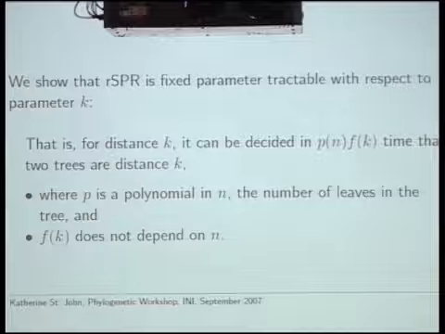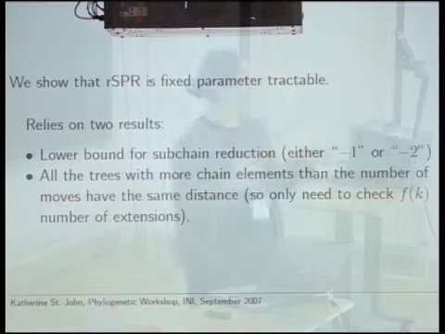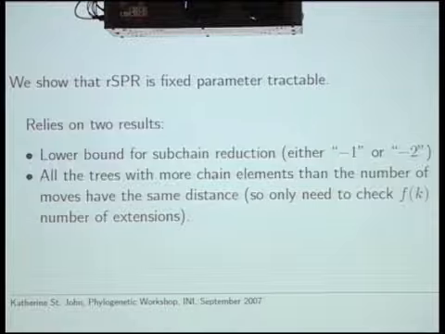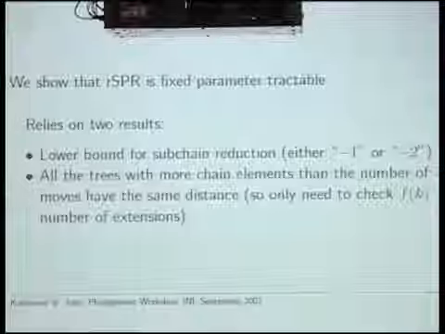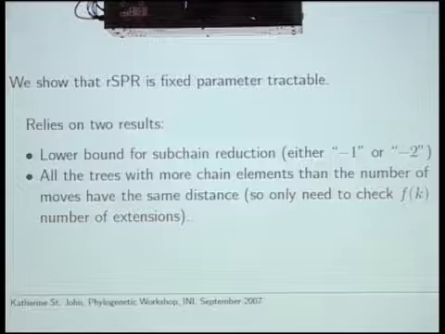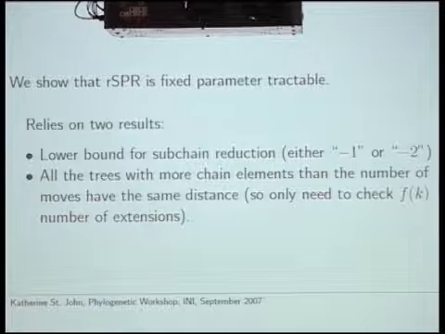Our polynomial in n happens to be linear, and our f of k happens to be super exponential. But we can't actually do it, okay? Not so great that way. This relies basically on two nice facts. One, that when you reduce these chains, the subchains are bounded: it doesn't lower the distance by more than either 1 or 2. In this reduction, our proof will work with either 1 or 2. And two, for all trees, if you have more chain elements than you have number of moves, it doesn't change the number of moves. So we can shrink all of the trees, and then we don't have to grow them up too high to check for the fixed parameter tractability.